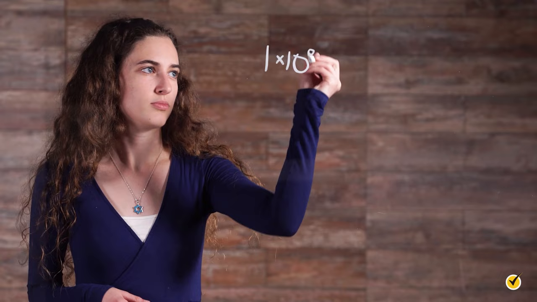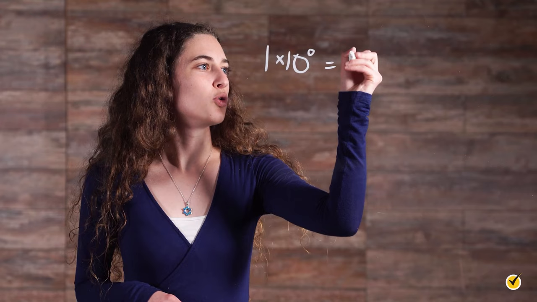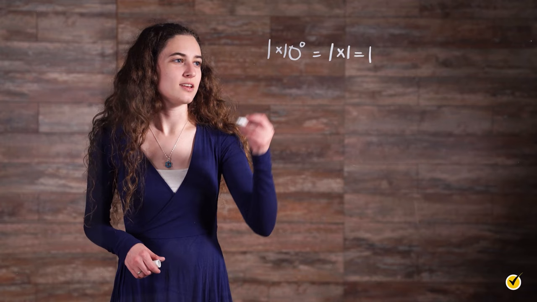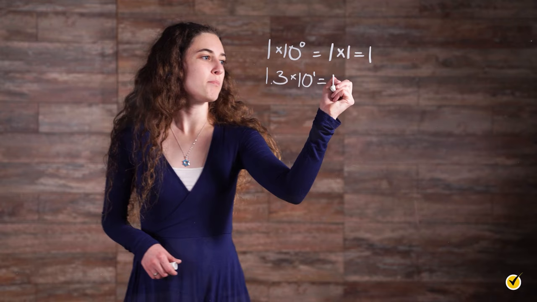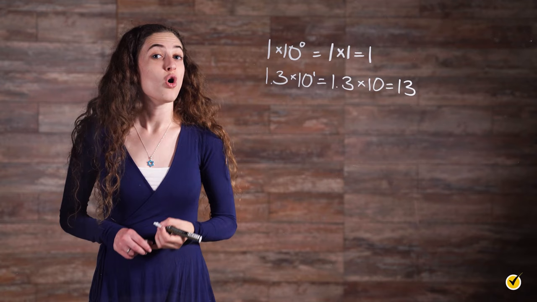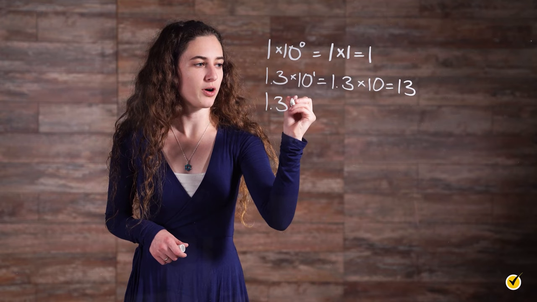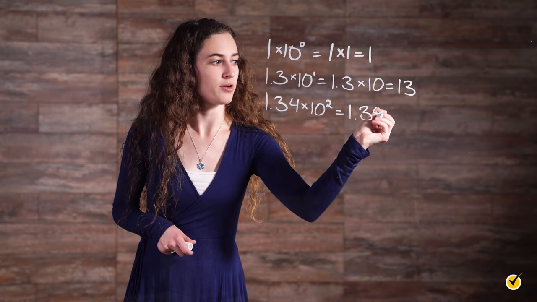Let's look at writing large numbers using this notation system. We can write the number 1 as 1 times 10 to the 0. Remember, 10 to the 0 is 1, so this is equal to 1 times 1, which is equal to 1. We can also write the number 13 as 1.3 times 10 to the 1, because 1.3 times 10 is equal to 13. Or we can write the number 134 as 1.34 times 10 squared, because that's equal to 1.34 times 10 times 10. You get 134.